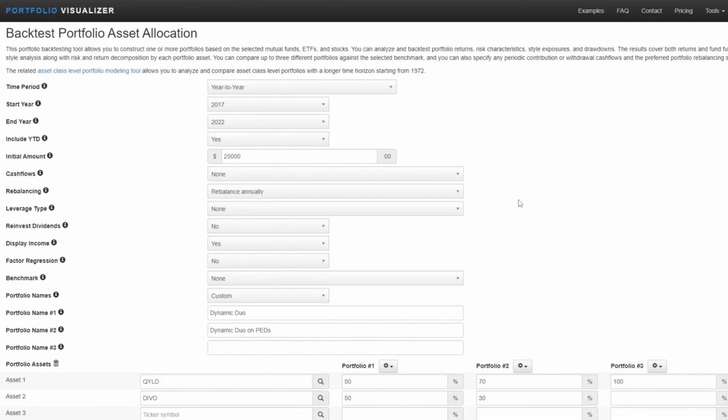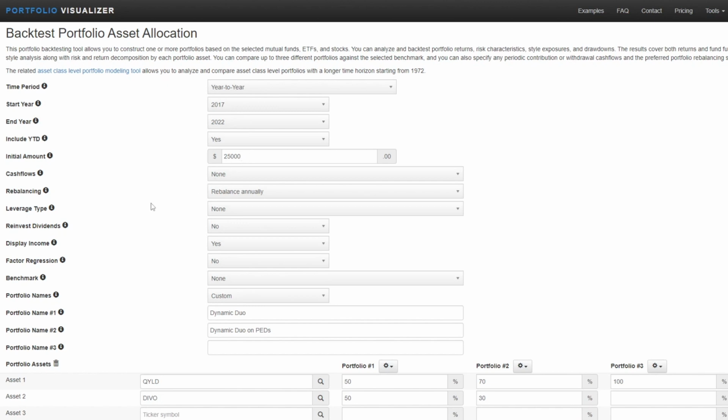Okay, so using the Portfolio Visualizer backtest portfolio, we're going to look at the timeline of 2017 to 2022, and that's because DIVO came out in 2016. We are going to do an initial amount of $25,000. Now, if you're retired, you could change this to $250,000 or $500,000 to see how much returns you would actually be getting, but I'm just going to do an amount that's realistic for me since I'm just an average Joe.